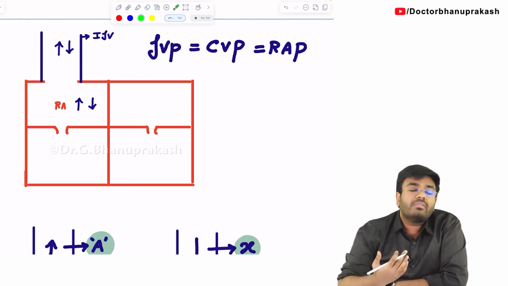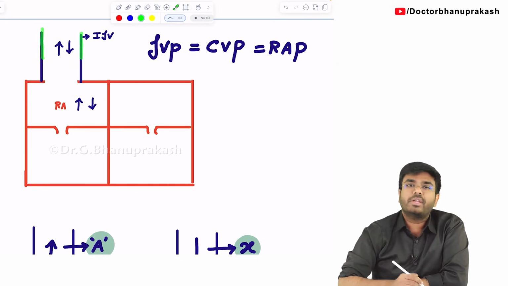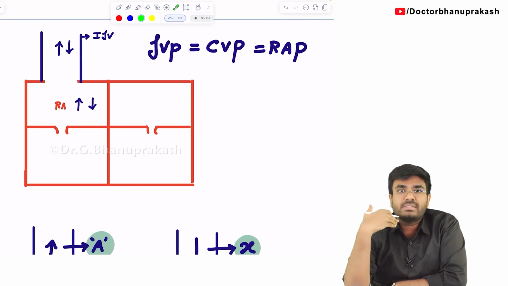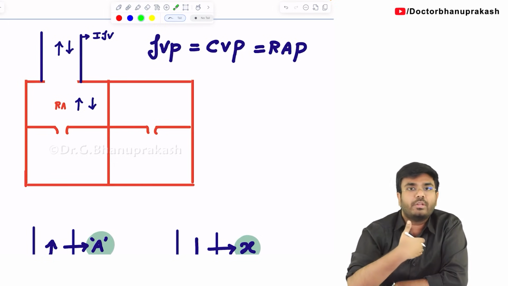Now, from where is the superior vena cava receiving the blood? The superior vena cava is receiving the blood from the jugular veins, from the head and neck region. It's the jugular veins which drain into the superior vena cava, and the superior vena cava drains the blood into the right atrium.